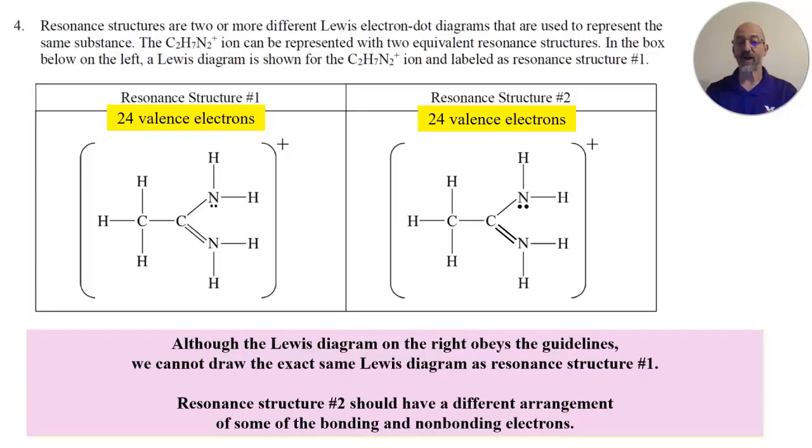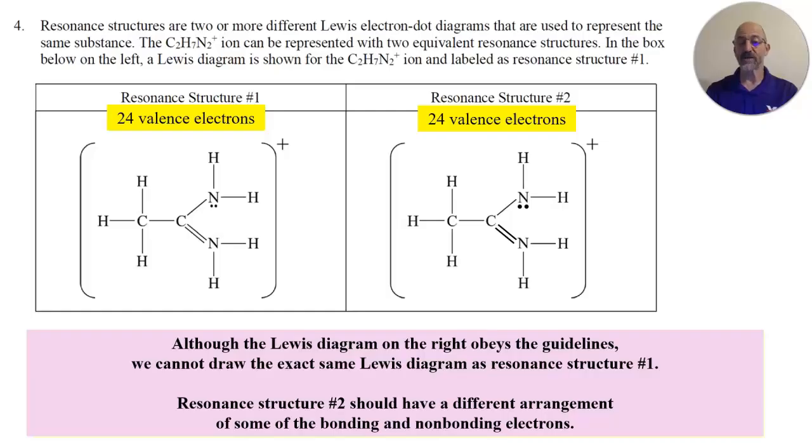Although the Lewis diagram on the right obeys the guidelines, we cannot draw the exact same identical Lewis diagram as resonance structure number 1. So resonance structure number 2 is going to have the same connectivity between the atoms, but it should have a different arrangement of some of the bonding and non-bonding electrons.